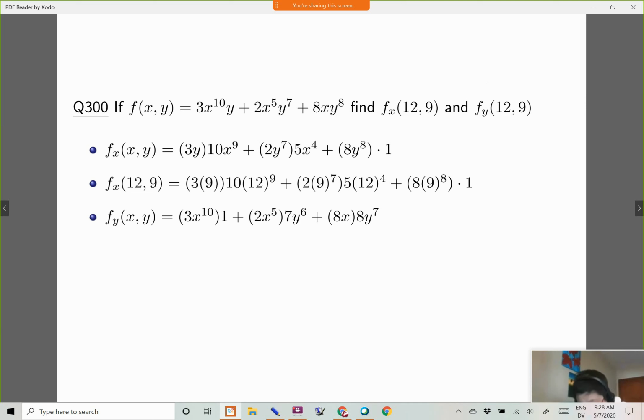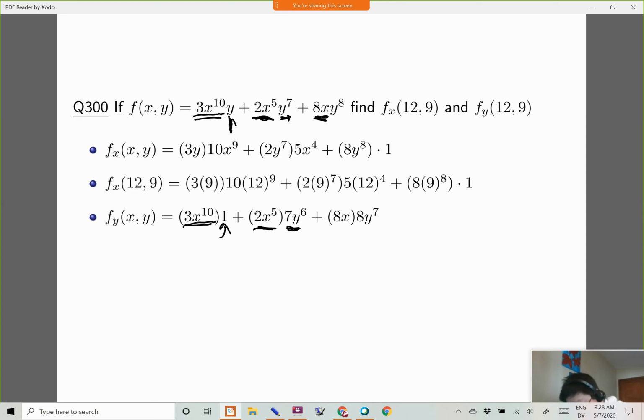So how do we differentiate this? Okay, well, if x is a constant, then 3x to the 10th, that entire thing is a constant, so it's copied. The derivative of y is 1. If x is a constant, 2x to the 5th is a constant, so copy the constant, and then y to the 7th is differentiated using the power rule, 7y to the 6th.